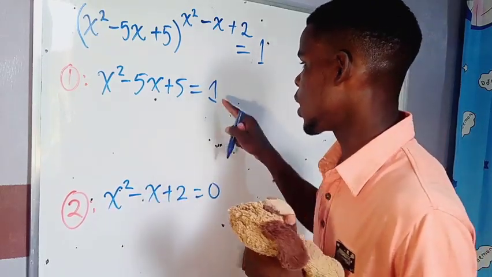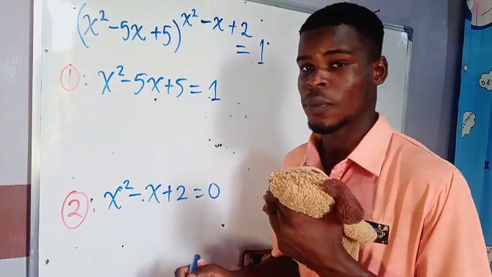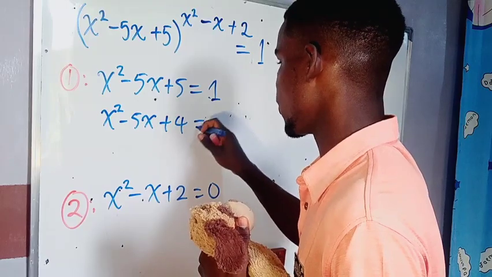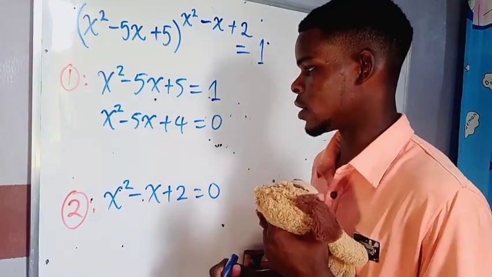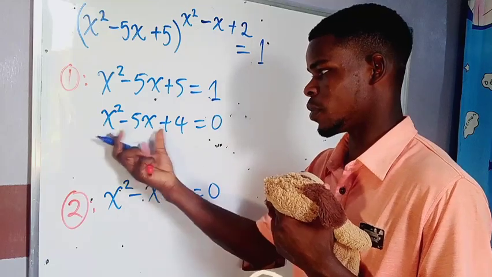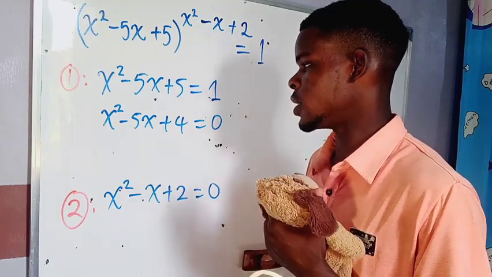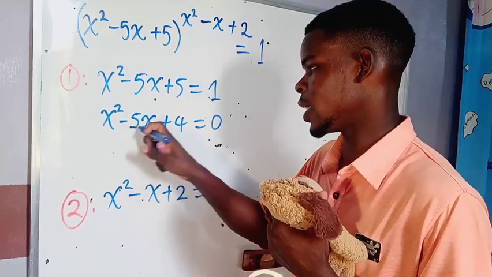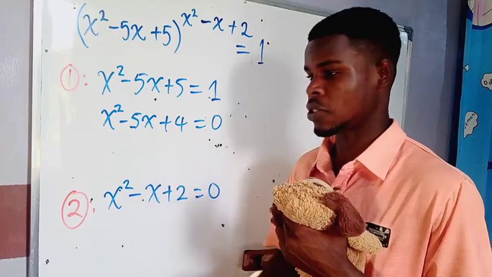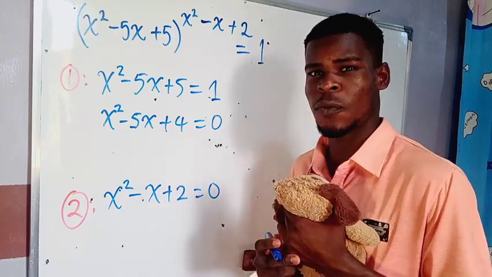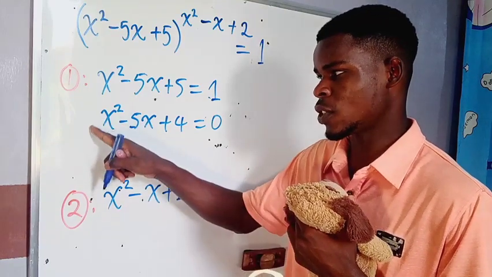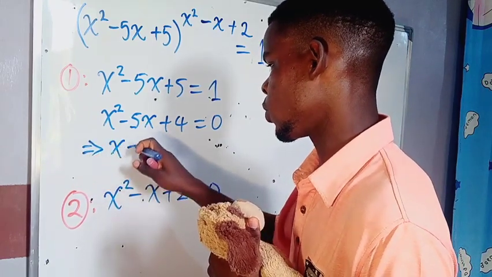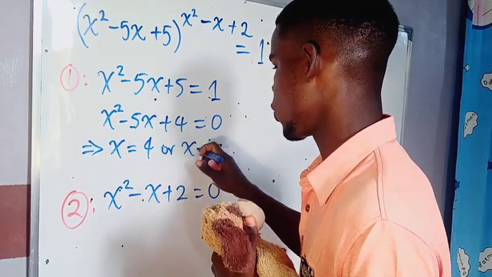So from the first case, this is 1 here. We can subtract 1 from both sides. We are going to have that x squared minus 5x plus 4 is in fact 0. Okay, that's very nice. Now let's see how we can find the values of x from this equation. We need two factors that multiply to give us 4 and add to give us negative 5. So if we choose negative 4 and negative 1, and the coefficient here is just 1, we notice that x could be 4 or x could be 1.